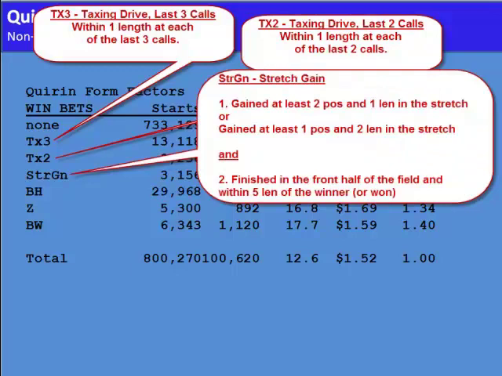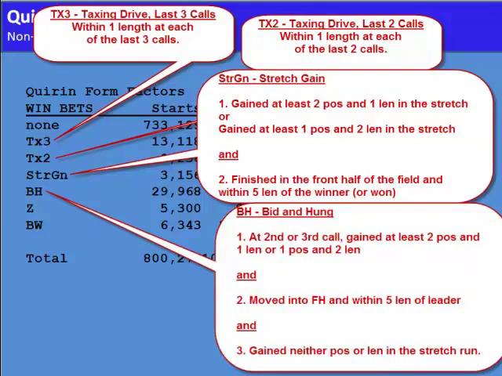Stretch gain. The definition is he gained at least 2 positions and 1 length, or 1 position and 2 lengths in the stretch of his last race. He must also have finished within 5 lengths of the winner and in the front half of the field in terms of position.